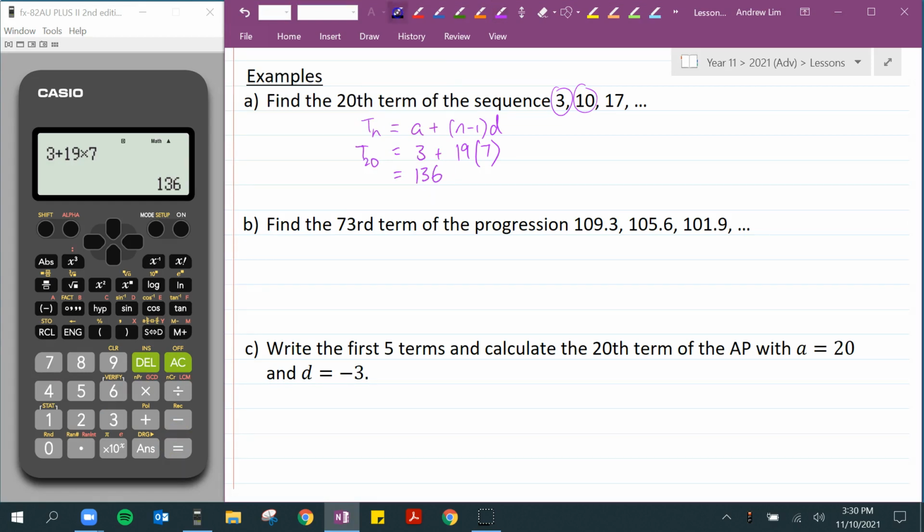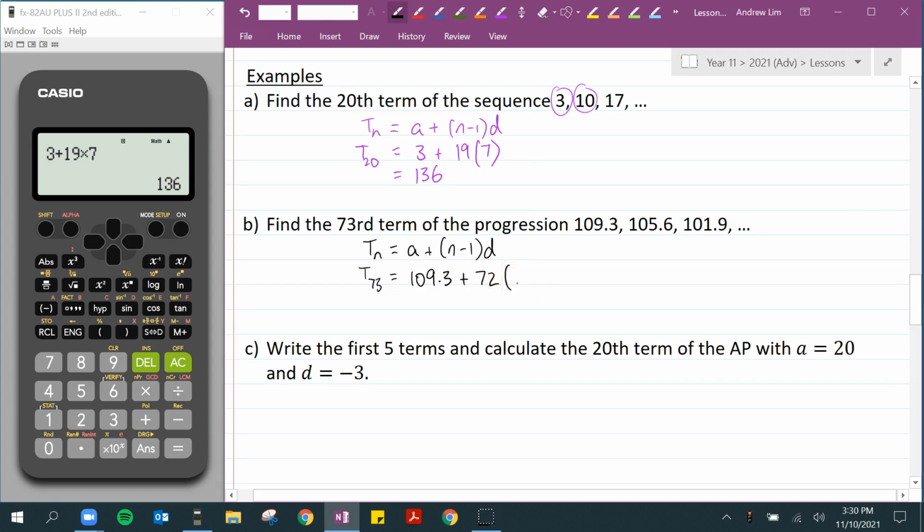Alright, what about B? Find the 73rd term of the progression 109.3, 105.6, 101.9. So let's write down the formula so we can get used to it. Tn is equal to a plus (n minus 1)d. We want the 73rd term. The first term is 109.3. N minus 1 is 72.